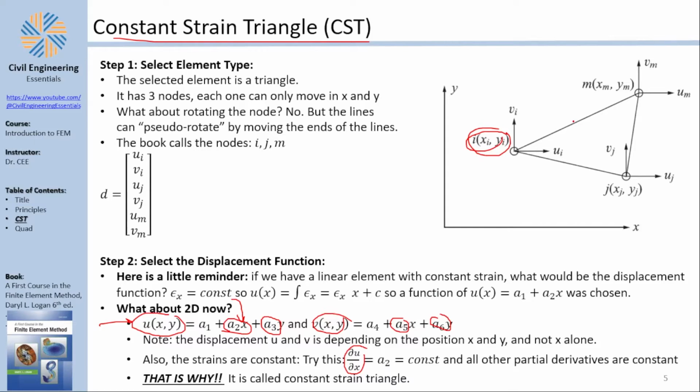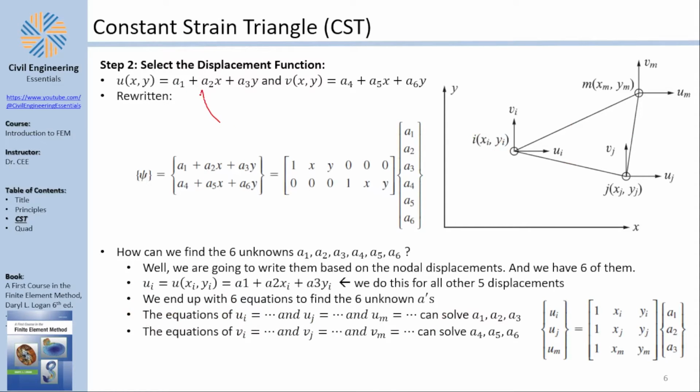If you had a linear strain triangle, you would need extra nodes here to accommodate the linear nature of those strains. So based on the assumption of those 2 equations, we could rewrite this. Psi is basically the collection of u and v below each other, and this is rewritten in matrix form.